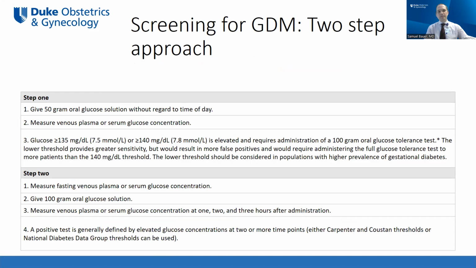This is a table looking at the 2-step screening approach, which starts with a 50 gram glucose solution that the patient drinks, which can be given at any time during the day, and then a plasma or serum glucose is obtained 1 hour later. We will talk about the ranges later in the presentation, but essentially 130, 135, or 140 can be used as a positive screening test, which is then followed up with patients fasting, ingesting 100 grams of oral glucose, and then having blood drawn 1 to 3 hours afterwards.